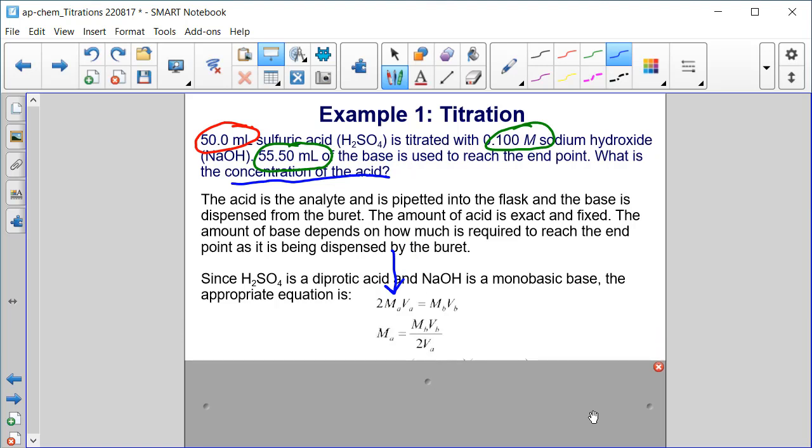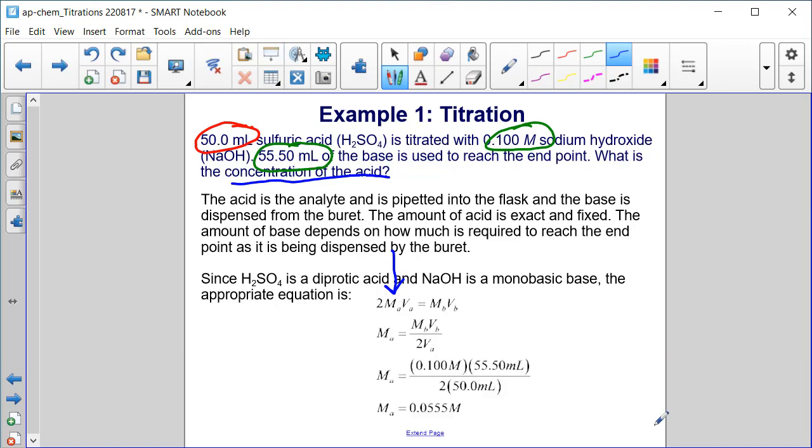So I rearranged the equation to solve for the concentration of the acid and then substituted the values. The known concentration of the base is 0.100 molar. The known volume of the base, 55.50 milliliters, divided by 2 times the volume of the acid, 50 milliliters. After calculating, we get that the concentration of the acid is 0.0555 moles per liter.